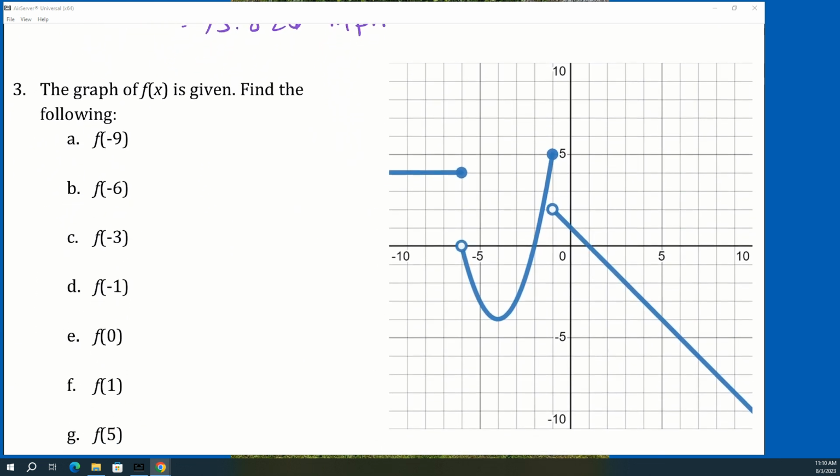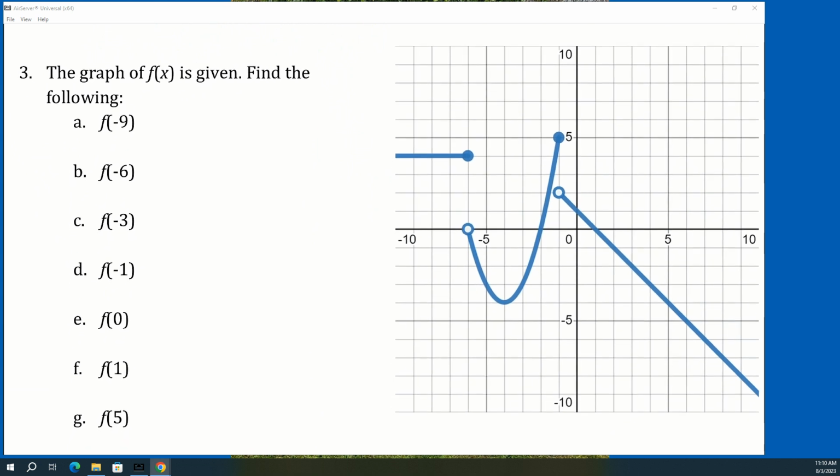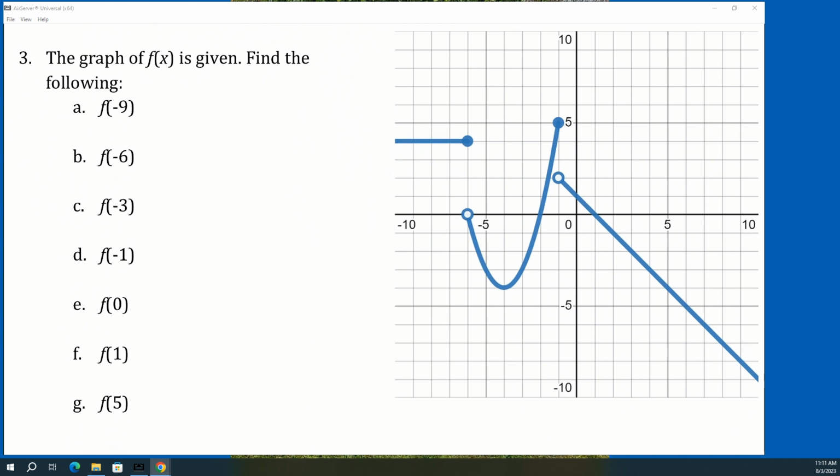Okay, so let's look at the last one. I love these questions, and you guys don't really get to practice them very much in Algebra 1. Well, I don't feel like you do. I haven't taught Algebra 1 in a very, very long time. So maybe you do. But we're going to evaluate a function based on the graph.